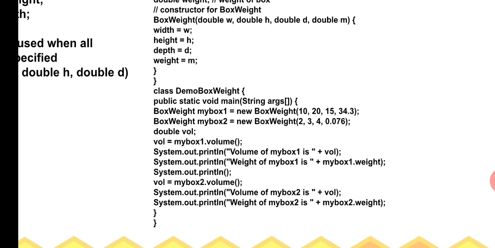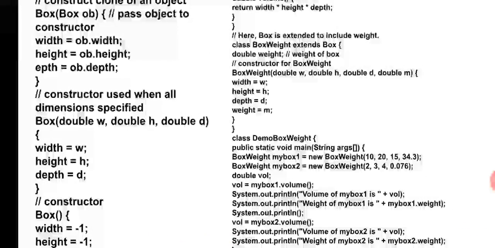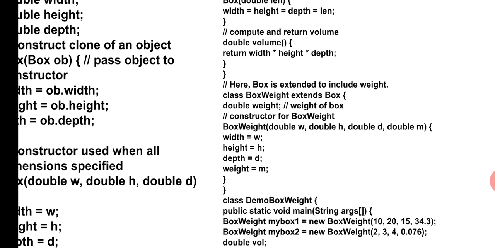Okay, now you have one more variable called volume. So now what you are going to do: volume equal to myBox1.volume method. Now what will myBox1 have? Implicitly it is going to hold the values of 10, 20, 15 and 34.3. Now using that you are calling the volume method. Now what will the volume method do? Where is the volume method? Just a moment. You have the volume method here. On the right hand side you can see the volume method.